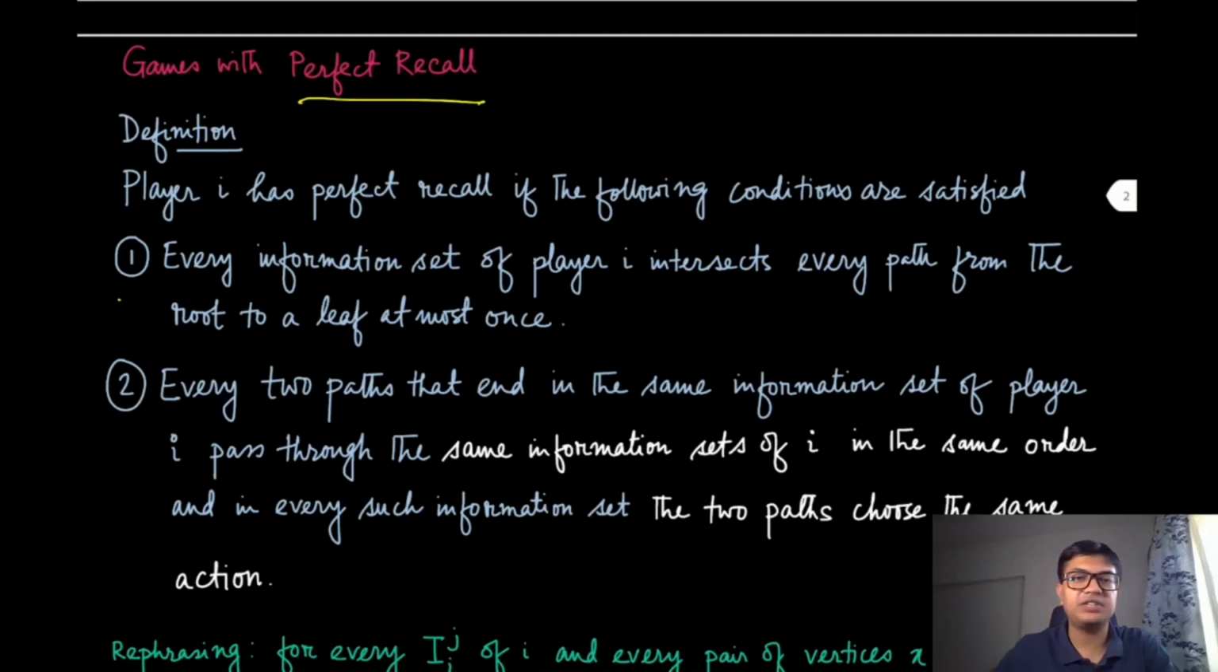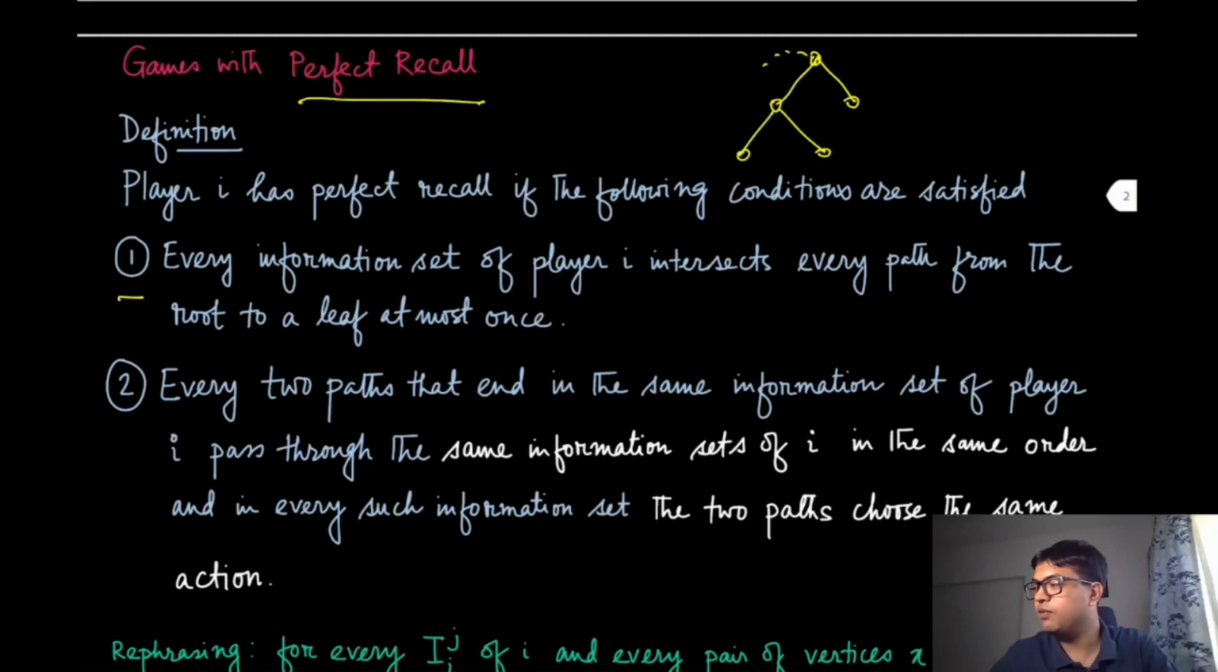So let's look at the first condition. We'll say that player I has perfect recall if these two conditions hold. The first one is that every information set of player I intersects every path from the root to a leaf at most once. This is ruling out the second kind of forgetfulness. Remember we had an example where these two nodes were connecting a path from root to the leaf, and they were connected with an information set. Condition 1 rules out that situation, because this information set is intersecting the same path multiple times, and that is not possible according to 1.